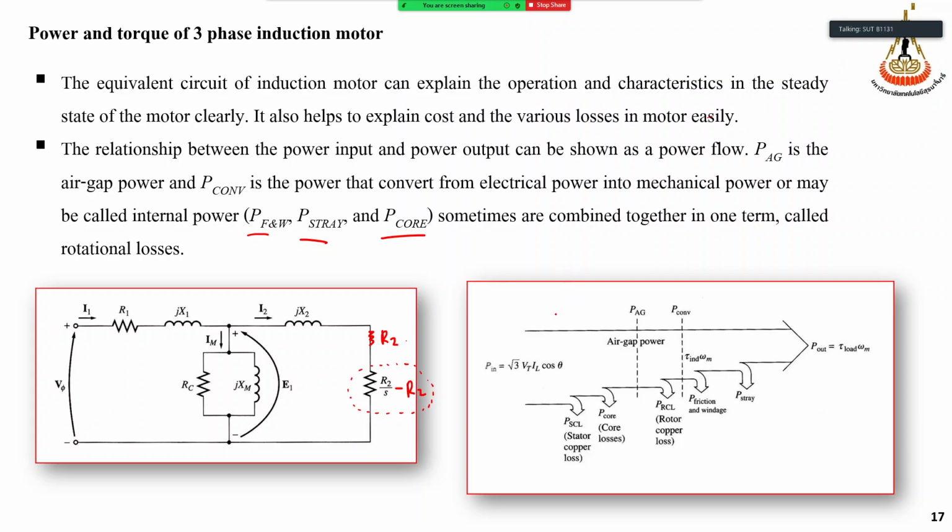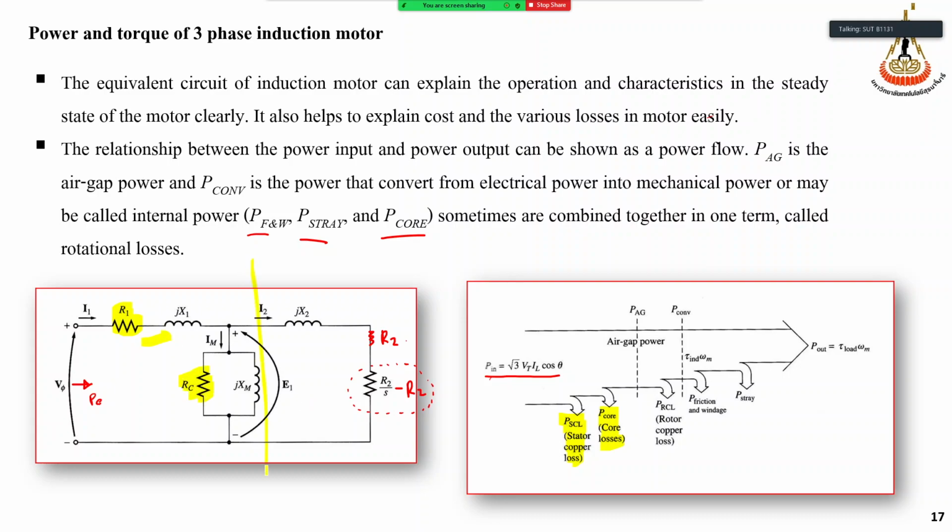So from here, if we supply the power here, this is the power input, square root of 3 V I cos theta, where cos theta is the power factor. If we supply our input here, PE, this is the stator loss. The stator copper loss is from R1, and then the core loss here. The power will flow here, and then this is the core loss.